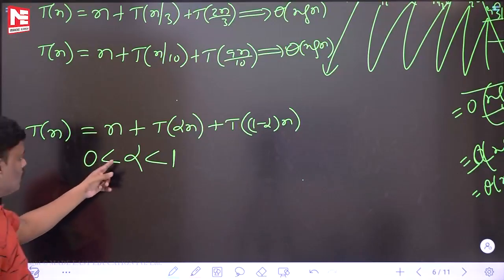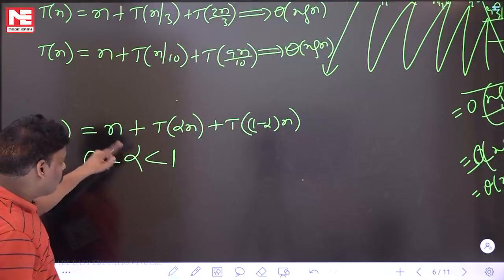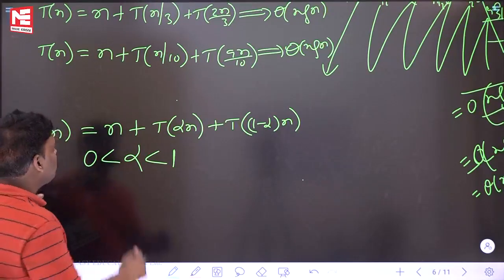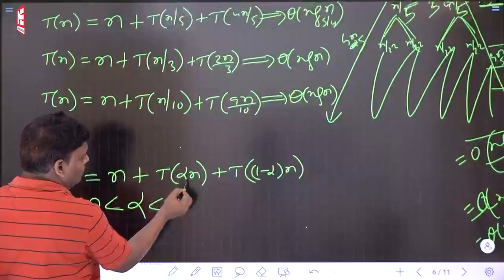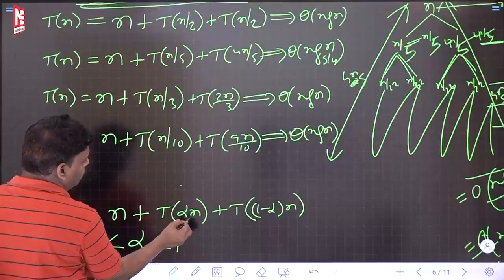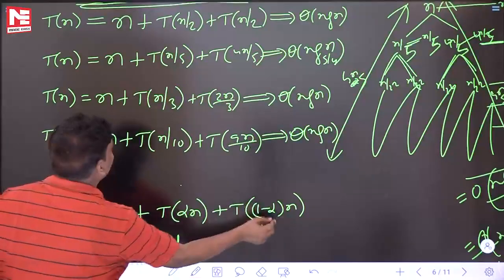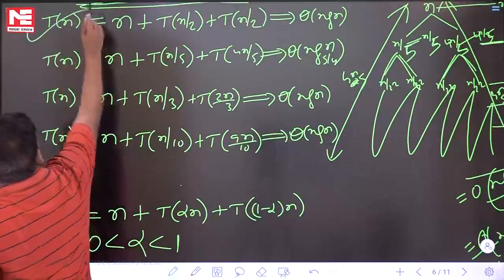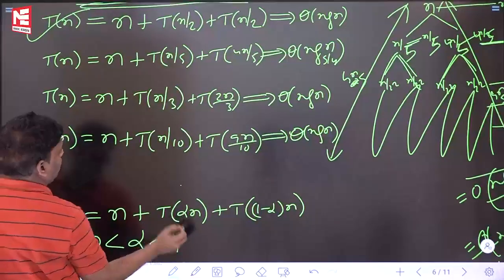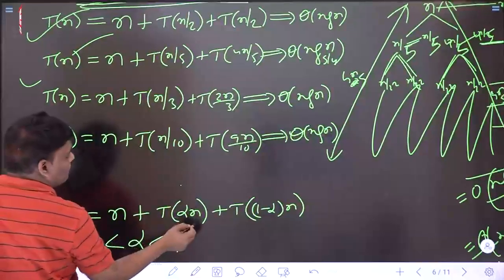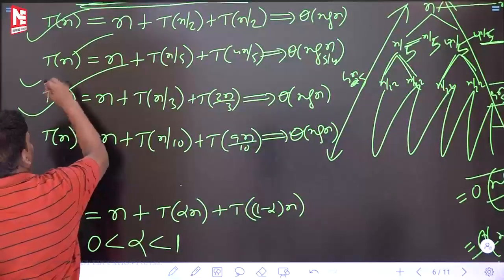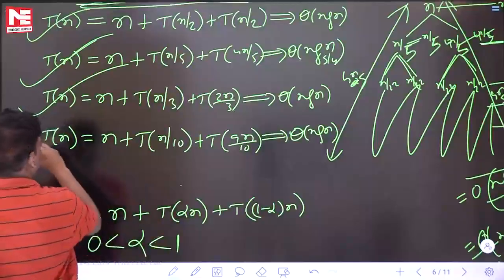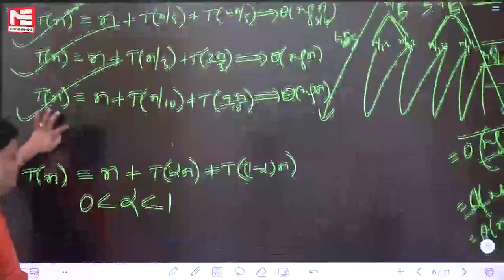Some people are asking, sir, alpha is a fraction means what? That may be 1 by 2, that may be 1 by 5. Suppose I take alpha value 1 by 2, it will become T(n/2), T(n/2). I think the first case will come. If I take alpha value 1 by 5, the second case will come. If I take alpha value 1 by 3, the third case will come. If I take alpha value 1 by 10, the fourth case will come. It is a generalization.